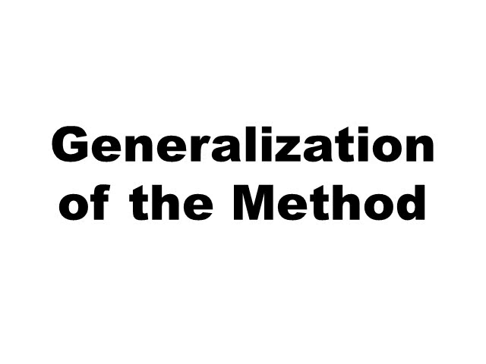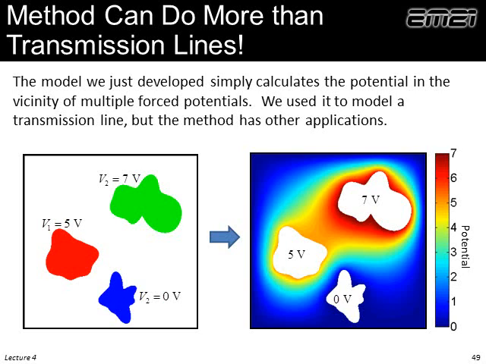I want to end with one slide. The algorithm that we just developed does a whole lot more than just transmission lines. So we used it for that in this case, but what we have is something very generic. Given a distribution of metals forced to all kinds of different potentials, so here's some weird shaped metals all forced to different voltages, and then the question is, what does the potential look like between all of these blobs of metal? Well, what we've just programmed does that.